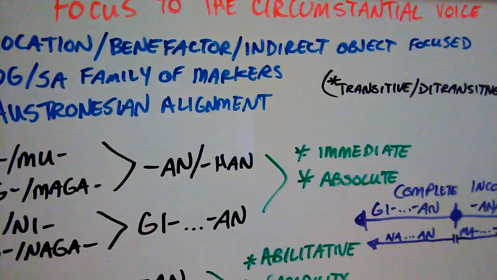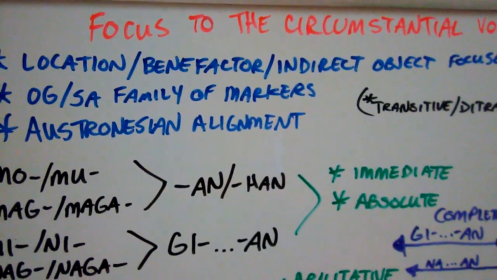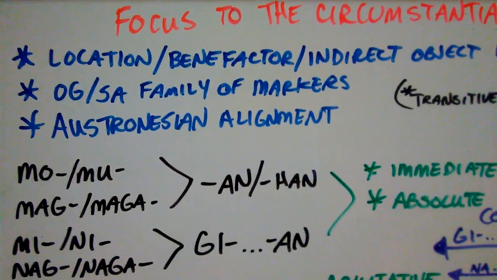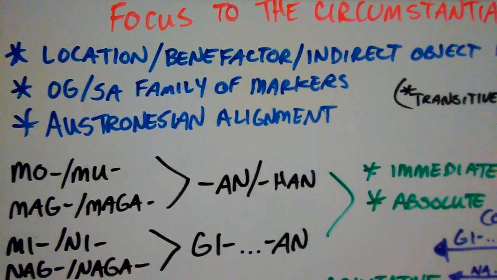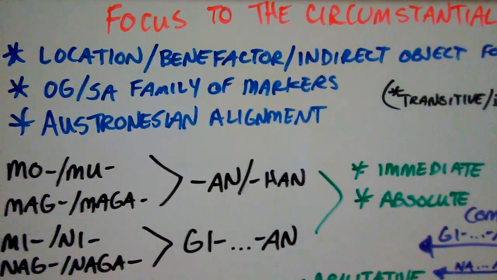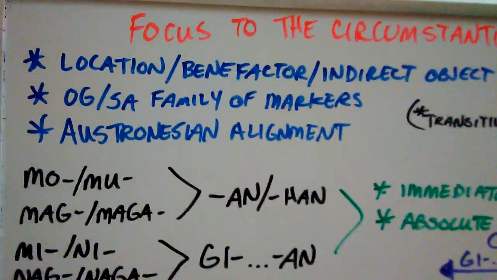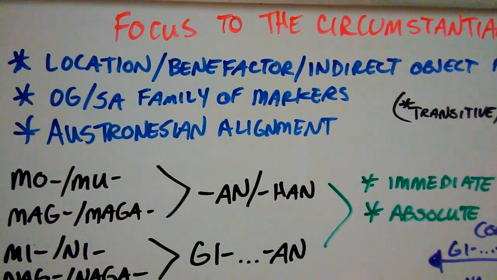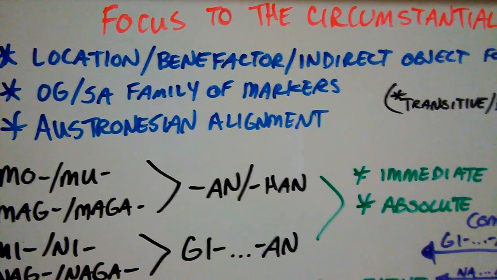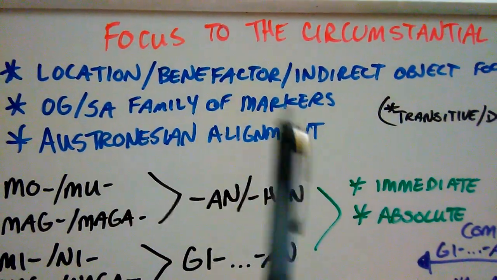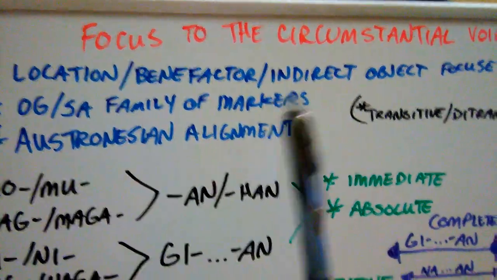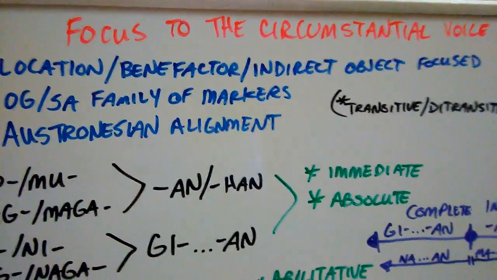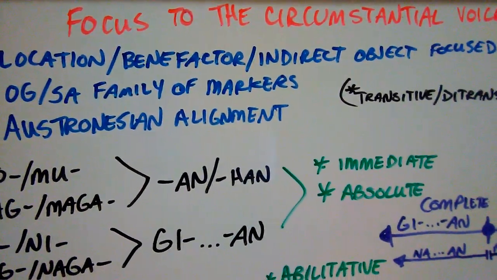Moving on. We're going to be focusing on the circumstantial voice, right? Casting light on the focus to the circumstantial voice, in the spotlight, we put focus and emphasis and the spotlight on the location, the benefactors or benefactees, and especially the indirect objects. So it's going to be focusing on the indirect objects.